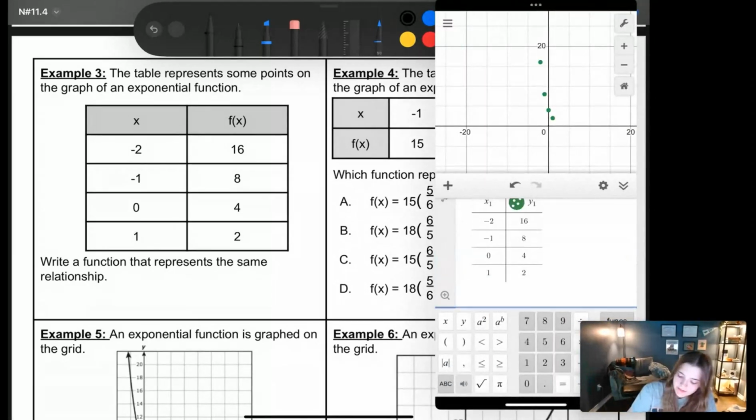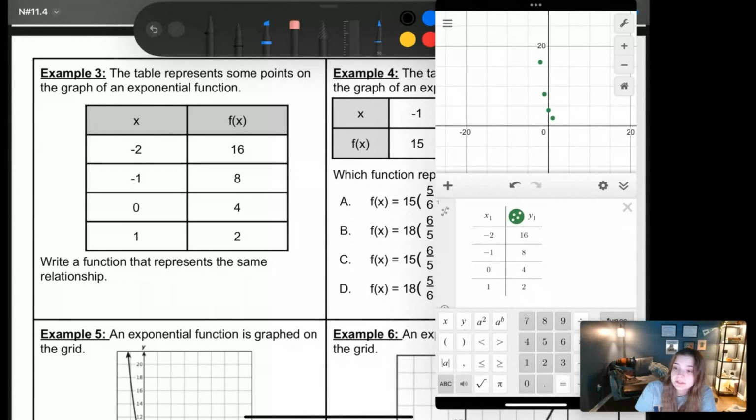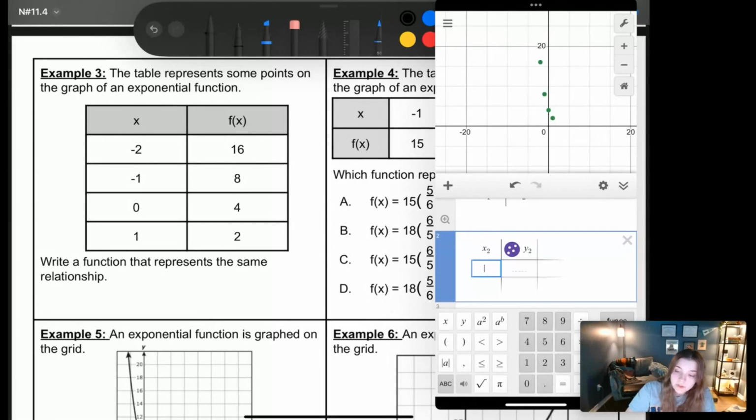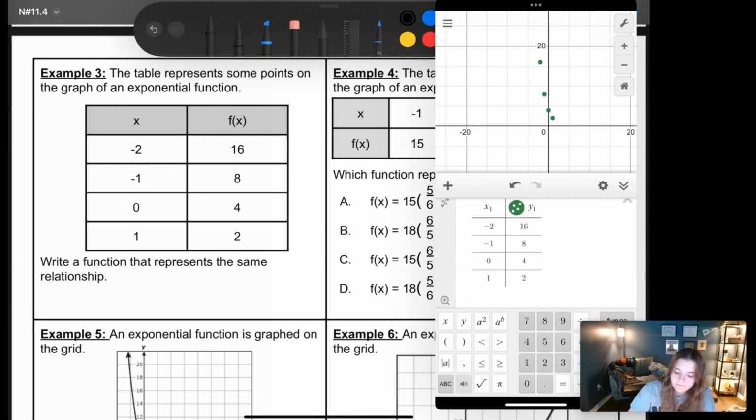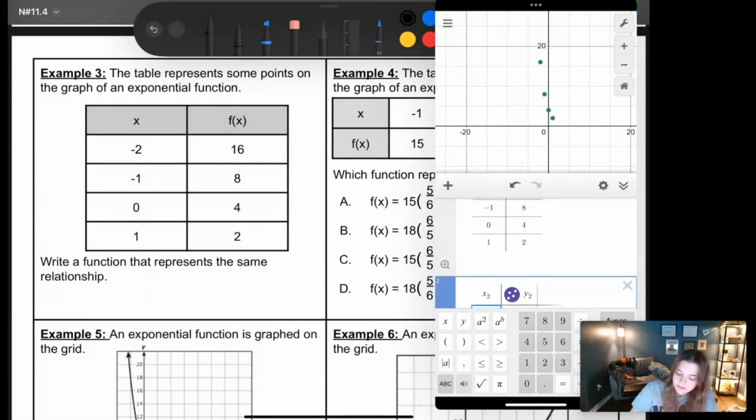So, as you can see, I already put this into a table, but if you can't remember how to set up a table, you hit that plus sign up at the top, you hit table, and then you fill in your numbers, okay? So I filled in my x values, filled in my y or my f of x values, and it created dots for me.